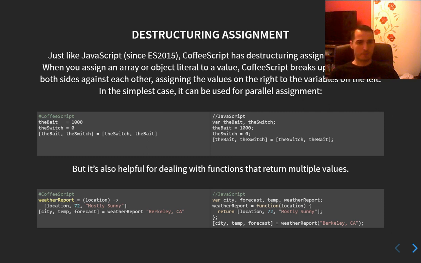Destructuring assignment. Just like JavaScript since ES 2015, CoffeeScript has destructuring assignment syntax. When you assign an array or object literal to a value, CoffeeScript breaks up and matches both sides against each other, assigning the values on the right to the variables on the left. In the simplest case, it can be used for parallel assignment. But it's also helpful for dealing with functions that return multiple values.